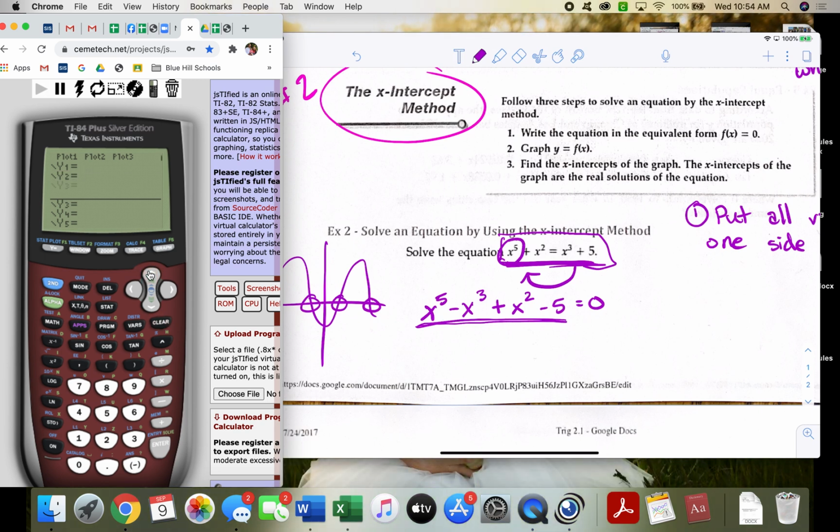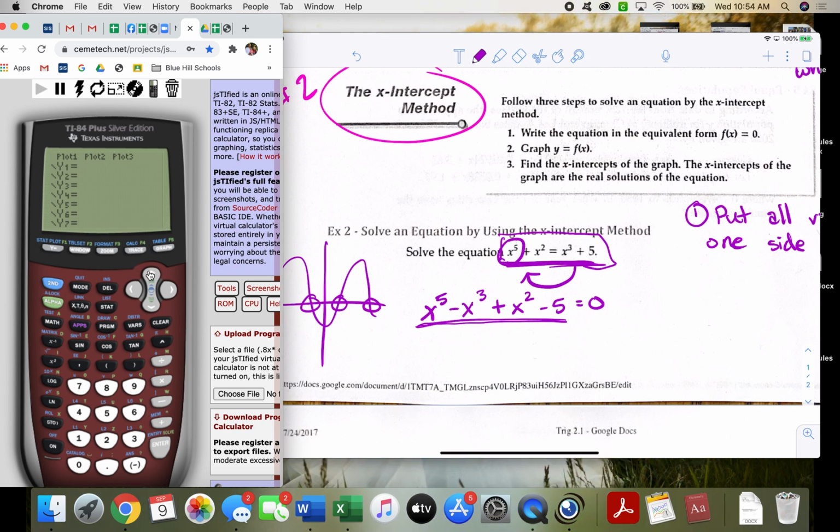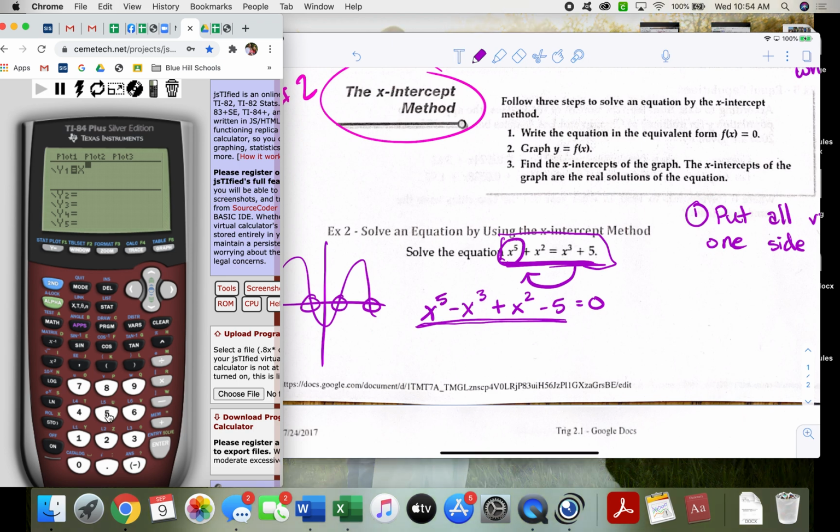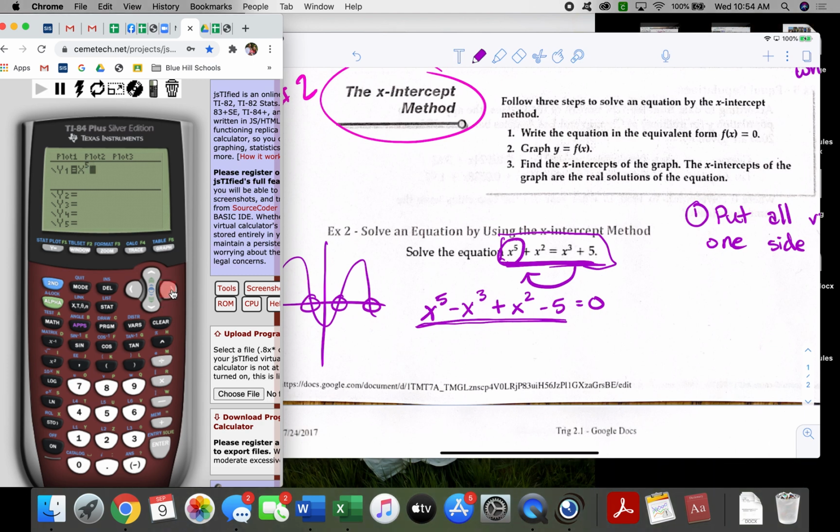Okay. Then go back up to the first equation or wherever you want to put it, and we're going to type this entire thing in there. So x to the 5th minus x to the 3rd plus x squared, that type of thing. Why did we change the plus 5 to minus 5? Because when you move it over to the other side, it's like subtracting 5. Yep. Okay. So type that in.